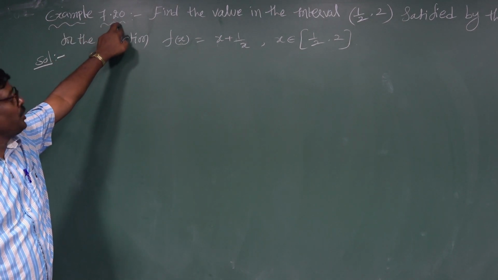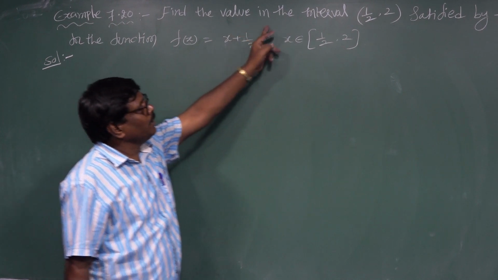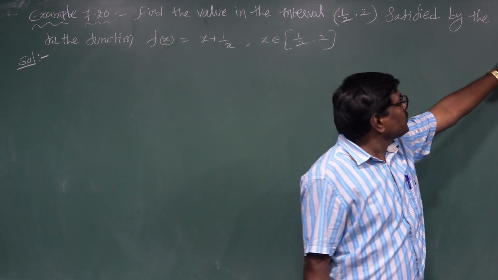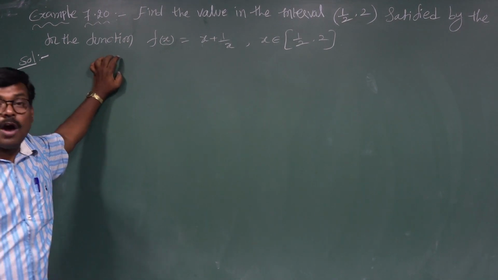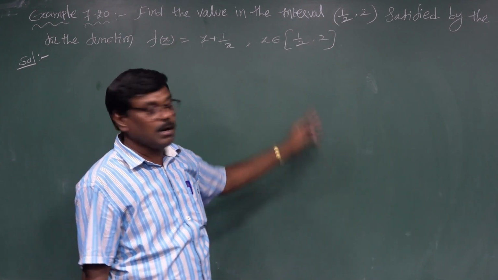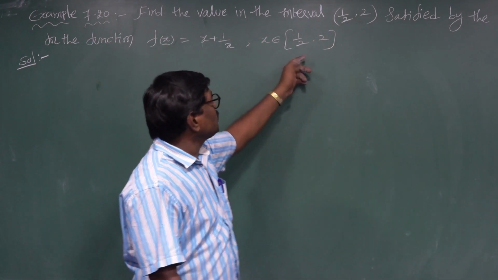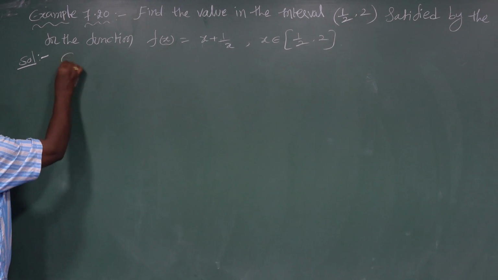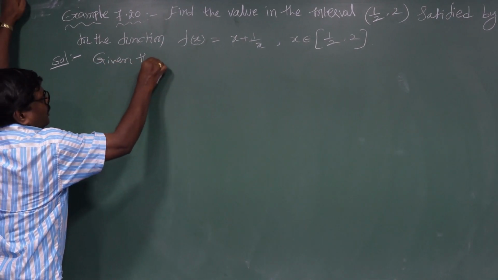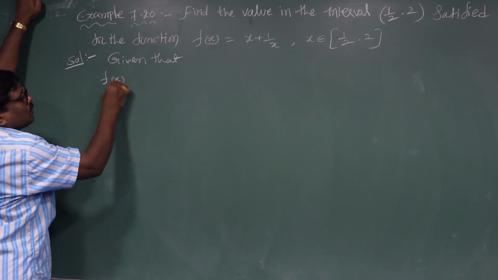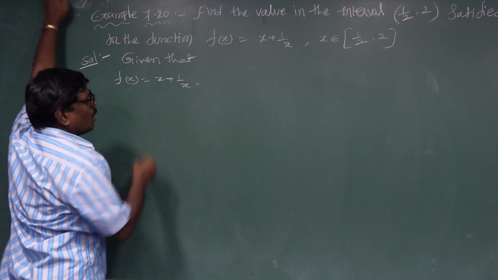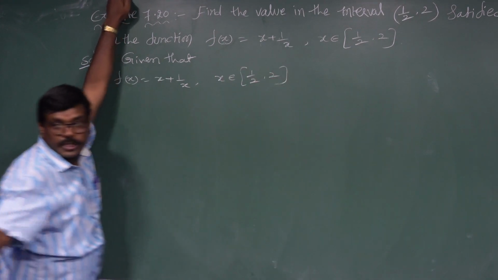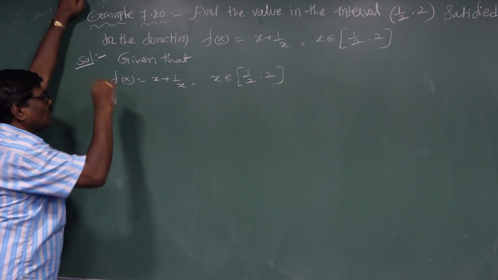Example 7.20. Find the value of c in the interval (1/2, 2) satisfied by Rolle's theorem for the function f(x) = x + 1/x, x belongs to the closed interval [1/2, 2]. Solution: it is given that the function f(x) = x + 1/x, x belongs to the closed interval [1/2, 2].